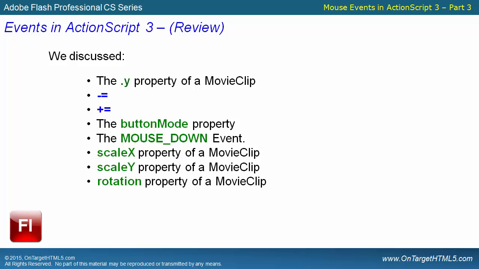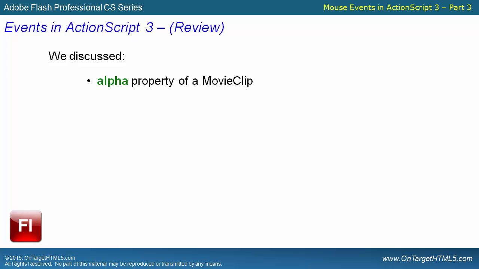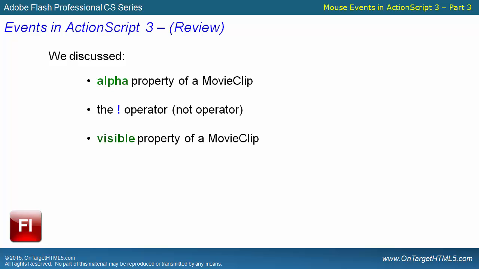We used the rotation property for the first time, and we actually rotated that movie clip. And it's important to understand that that rotation is based on that center point that we assigned when we created the symbol. And in fact, I'll go back and show you that in a minute. And we use the mouse up event inside of ActionScript. We discussed the alpha property, the not operator, which you're going to see a lot of when we start getting into more ActionScript. We use the not operator quite a bit, especially when we start using loops and if statements. We use the visible property of a movie clip.